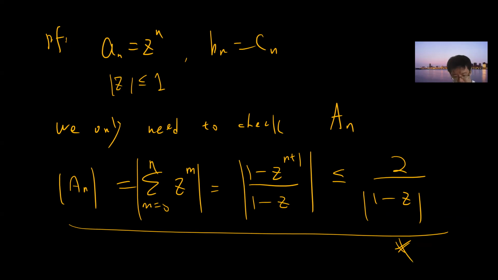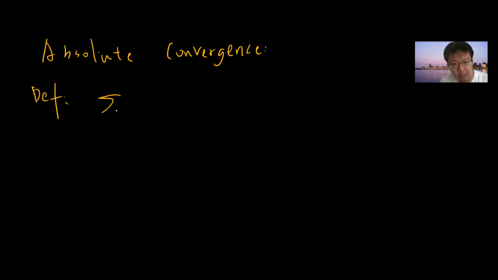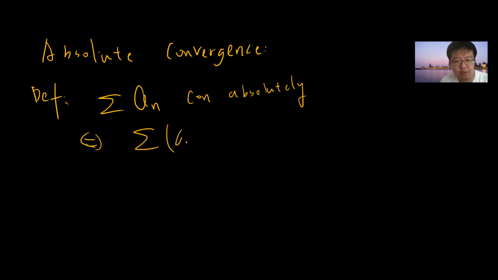Okay. So let's talk about another topic called absolute convergence. Still following the routine. So the definition: I say that sigma a_n converges absolutely if, by definition, the series with absolute values converges. So absolute convergence means that you take the absolute value and it converges.